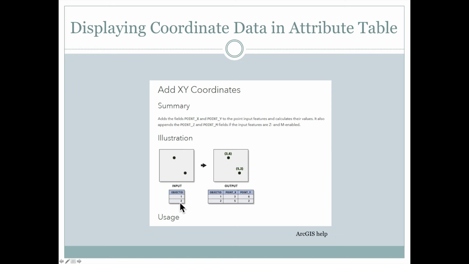In this example here, we have a feature class with 2 points in it. Each one of those has a unique object ID, and then we can use this add XY coordinates tool in order to put in 2 new columns, one called point underscore X and one called point underscore Y, that give the X and Y coordinates of those 2 points here. So we can add those coordinates in some cases to the attribute table, but they're not stored there. And so if we want to put those in, we have to use this add XY coordinates operator in order to do that.